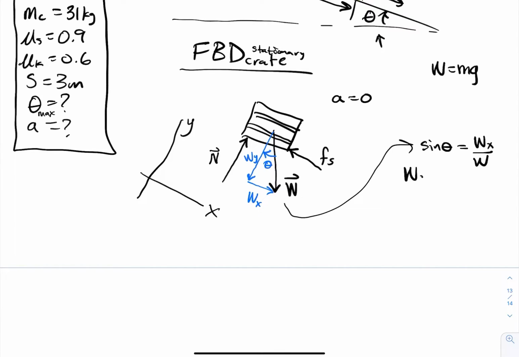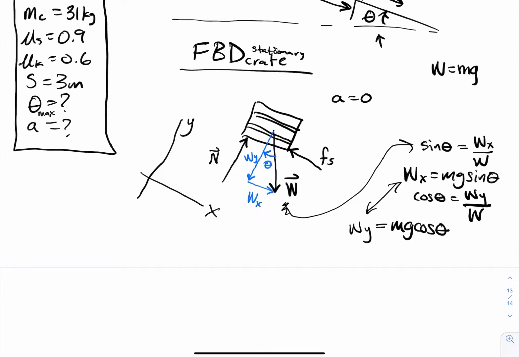And so weight x is mg sine theta. And if we did cosine of the angle, we would see that that gives us weight y over weight. So mg cosine theta is weight y. Now, all I did was, once we drew our triangle, I wrote out these expressions in case we need them.